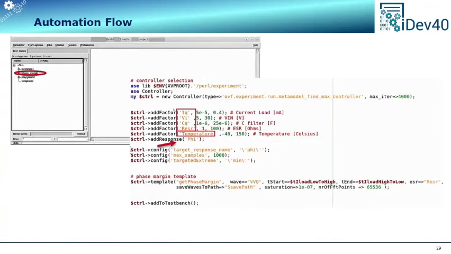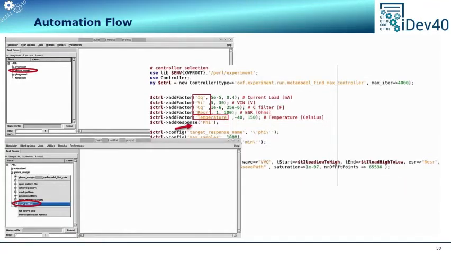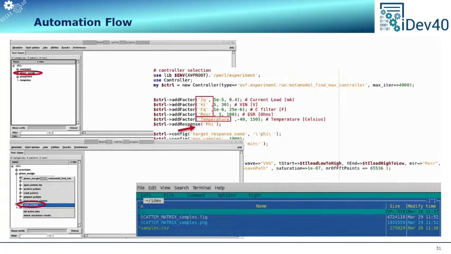The settings presented in this slide are given as a Perl script, which will then generate the necessary dependencies to start and complete the experiment. The next step is starting the experiment by using the graphical user interface of the automation flow. Finally, the obtained results are gathered in a CSV file, as well as a Matlab and PNG figures.